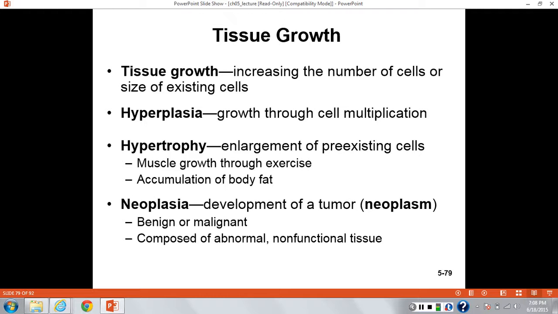Alright, tissue growth. Hyperplasia, their cells multiply. Hypertrophy, they increase in size. Neoplasms are like tumors. They can be benign or they can be malignant. Now, a benign tumor is normally encapsulated. It really doesn't grow fast, and the only way it's harmful to you is if it puts pressure on a vital organ. Malignant tumors are unencapsulated. They grow very fast. They tend to have their own blood supply, and then they can metastasize to other parts of the body.